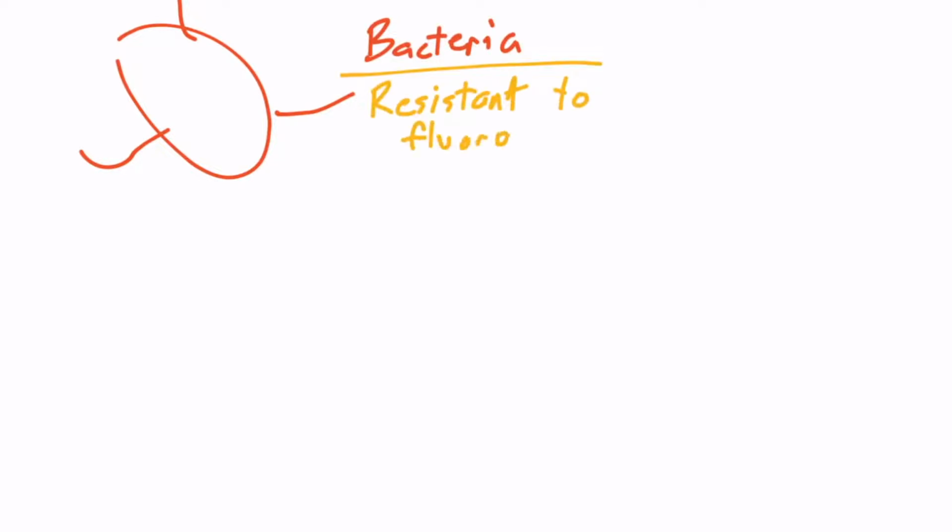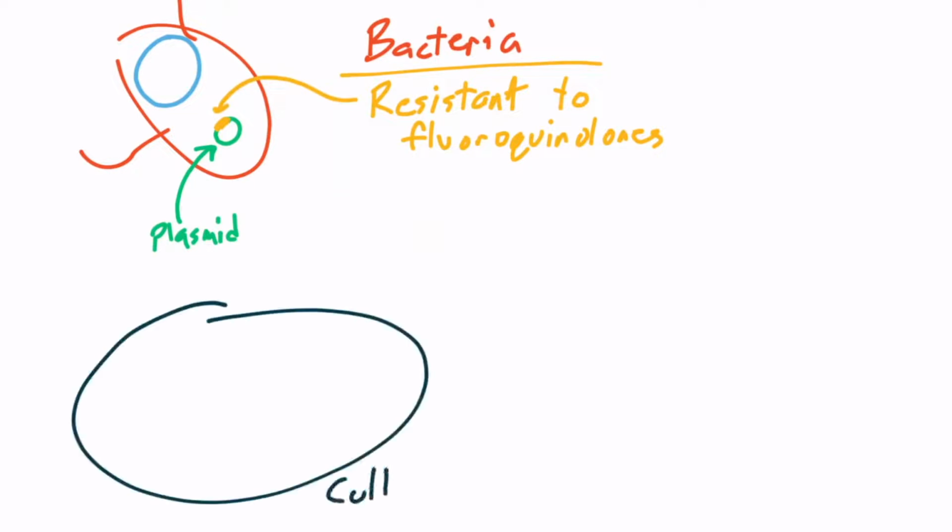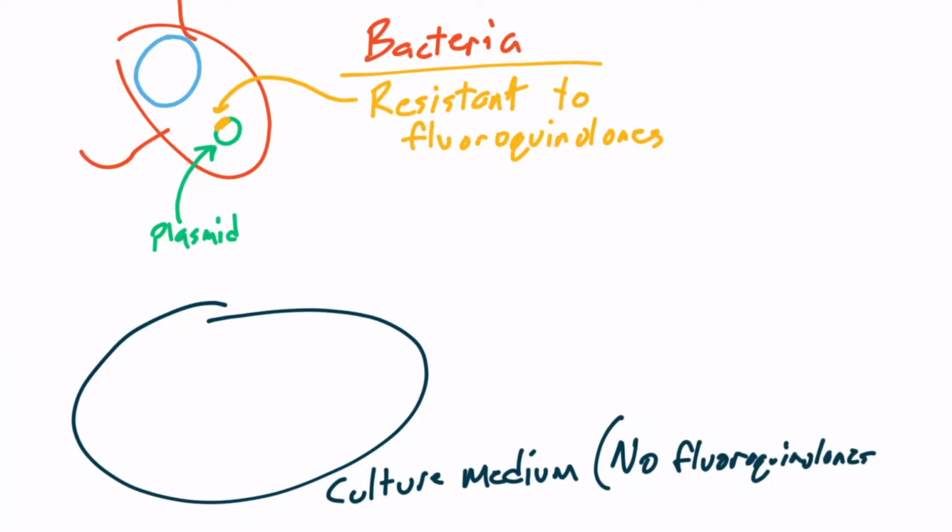So let's say we have a bacteria right here, and it's resistant to fluoroquinolones, and it has a chromosome, and then it's got a little plasmid. And the genes for resistance to fluoroquinolones are going to be yellow on this plasmid. So we'll make this really clear. Now let's say we've got a medium here, and this culture medium does not have any fluoroquinolones. The bacteria can then be placed on this and allowed to grow on this culture medium for a set amount of time. After that time, you can examine all the DNA.